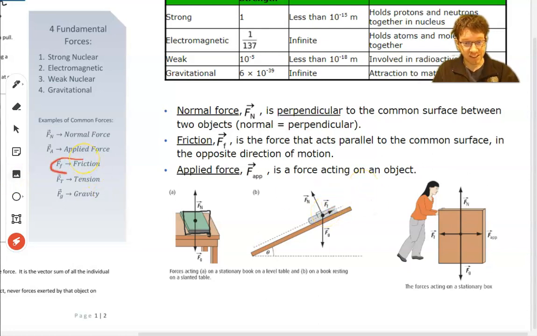And friction, just like the normal force, is due to the electromagnetic force. Same thing. In fact, all these forces, except for gravity here at the end, are thanks to the electromagnetic force.